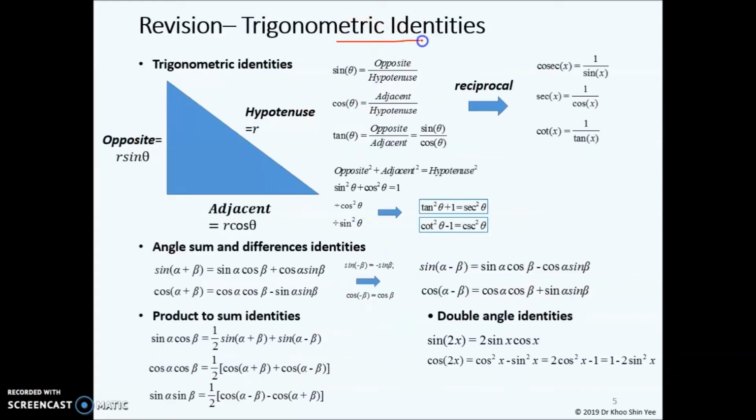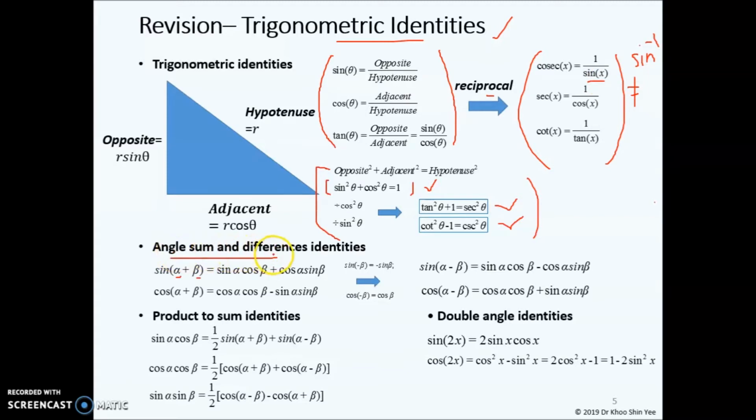So trigonometric identity is important also. So make sure you're familiar with all the basic equations here and know the reciprocal. Pay attention that this is not equal to inversion, right? So it's not equal to inversion of x.